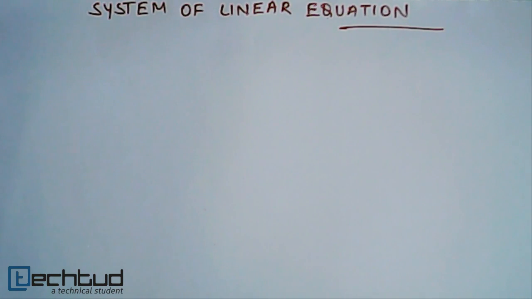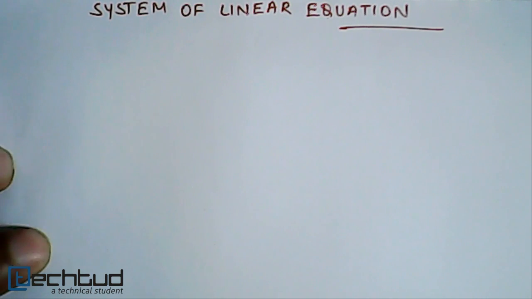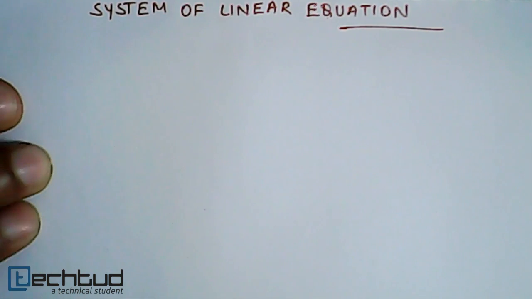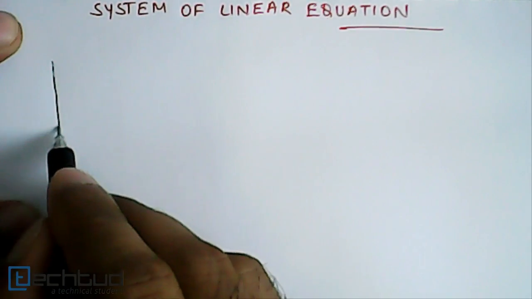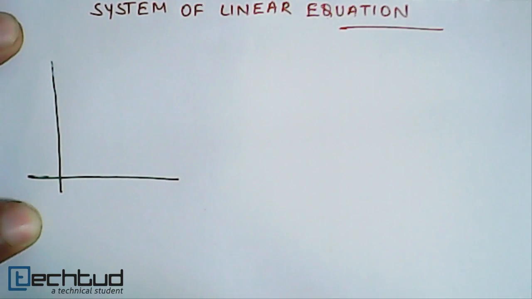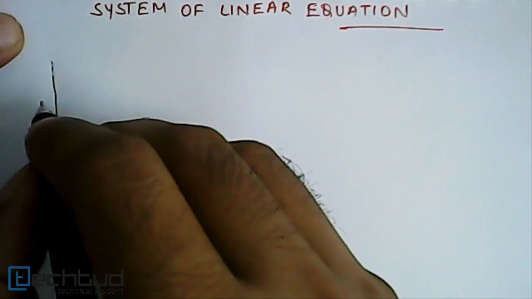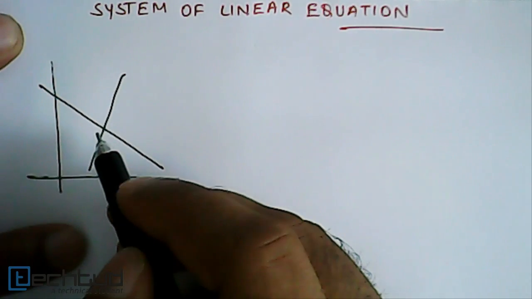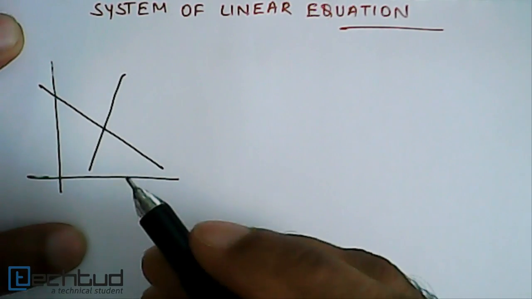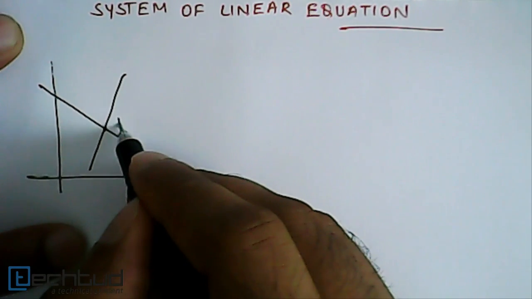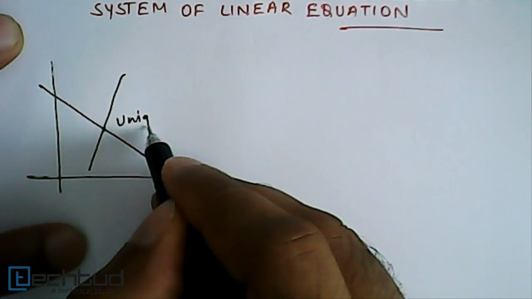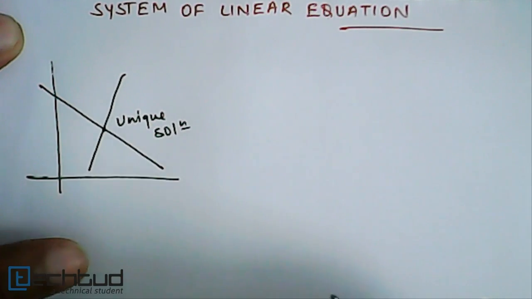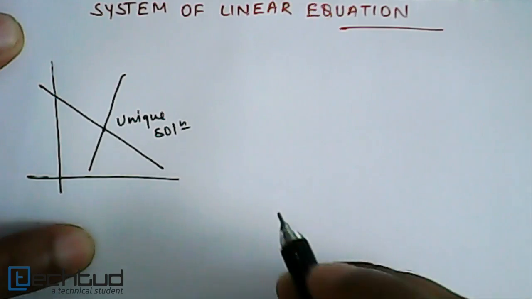So in this lecture we will understand systems of linear equations. This is one of the important topics in this chapter. What do we used to do in coordinate geometry? If you remember, in a plane, if we have two lines and they are cutting each other at one point, it means we have a unique solution for this kind of two linear equations.